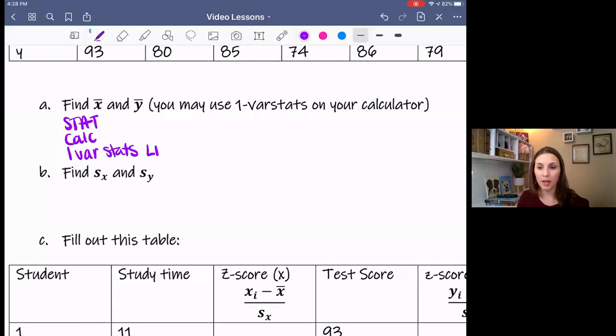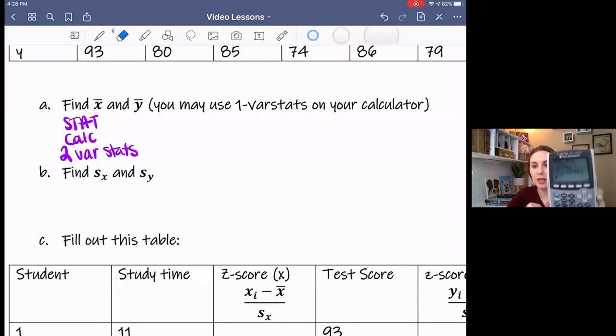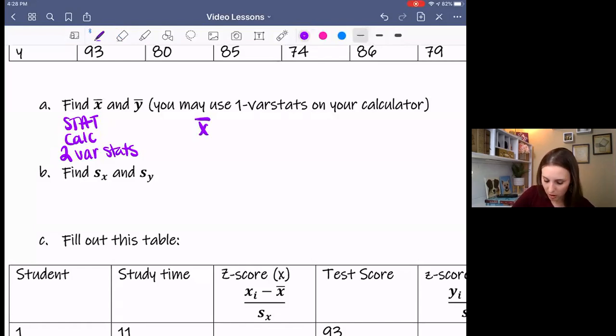I will say that it might be a little bit faster, in this case, we do actually have two variables, so you could do 2-Var Stats. And then you can see I did 2-Var Stats, and if you just keep scrolling down, it gives you x and it gives you y. So you could just do one step that way, which is faster. And you should get x bar is 15, y bar is 82.75, I believe, but I rounded it to one decimal place.